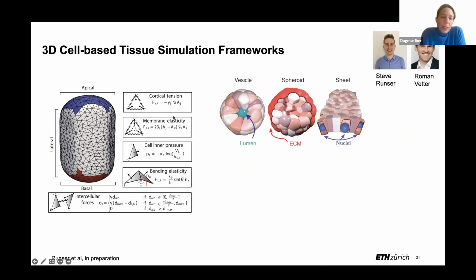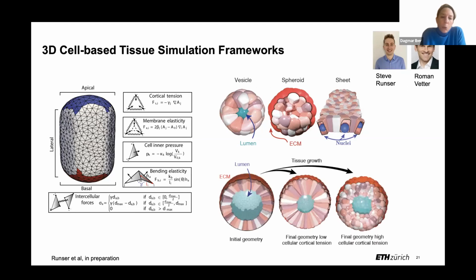So you see this here, we can implement all the forces. Each cell is really meshed at high resolution. We can have vesicles, spheroids, sheets with the nuclei inside. We can grow the tissue. Here we can get multi-layered epithelia, single-layered epithelia, and study all those impacts and conditions.